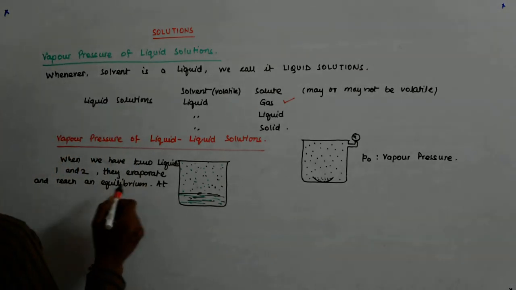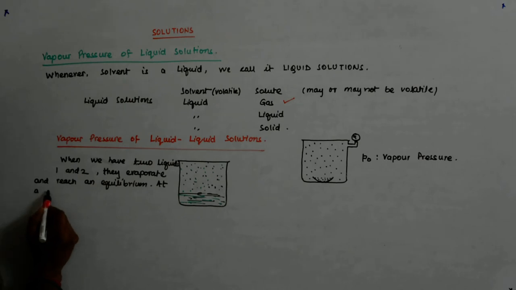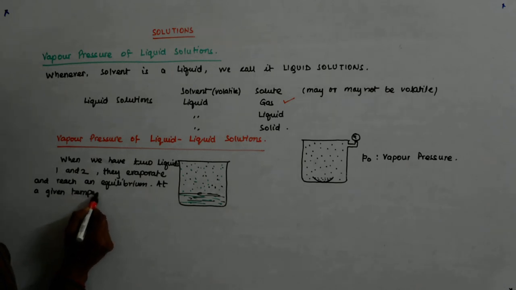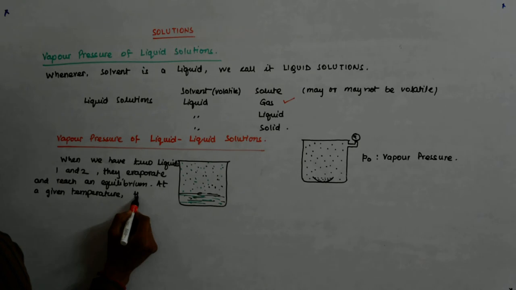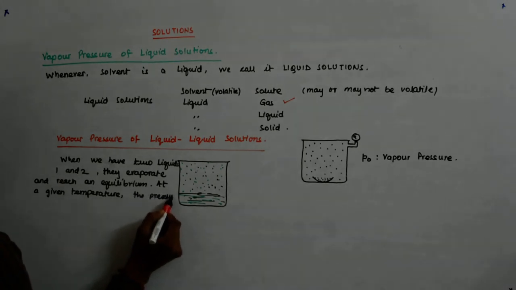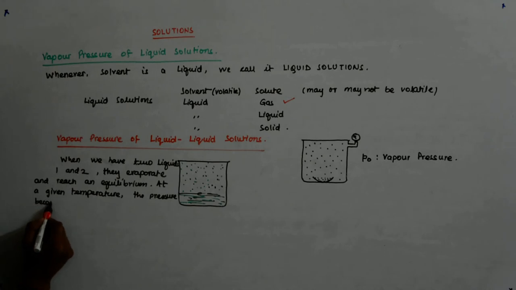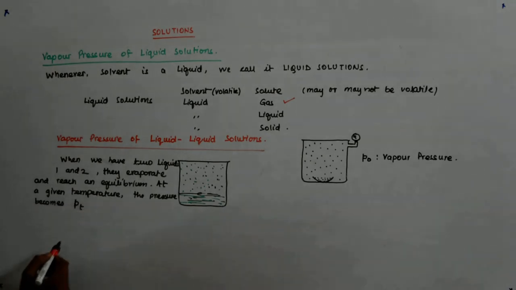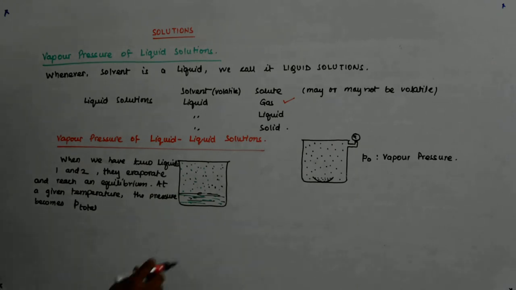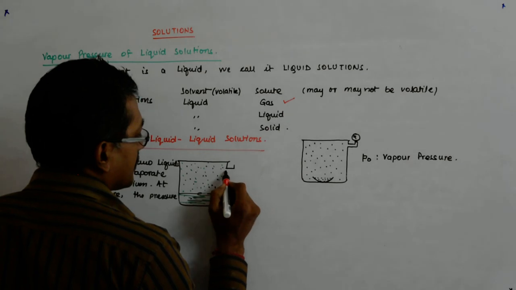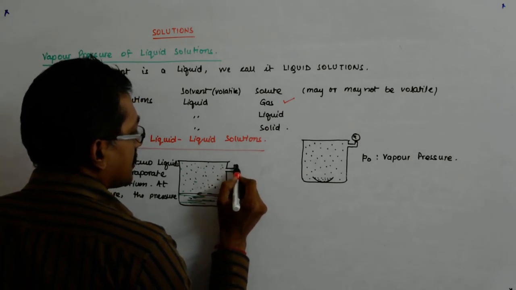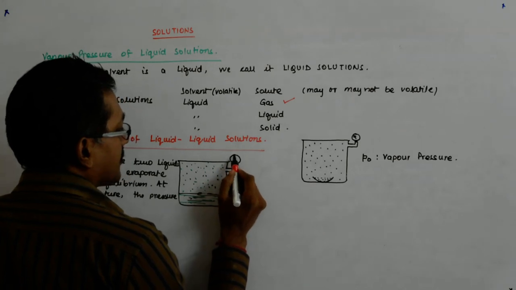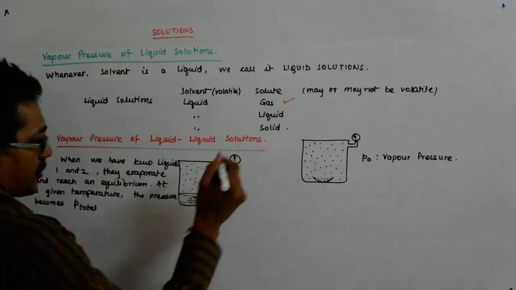Okay? So at a given temperature, the pressure becomes P total. That is the total pressure. So maybe if I have a gauge out here, this gauge reads something. Say, this is P total that it is reading.